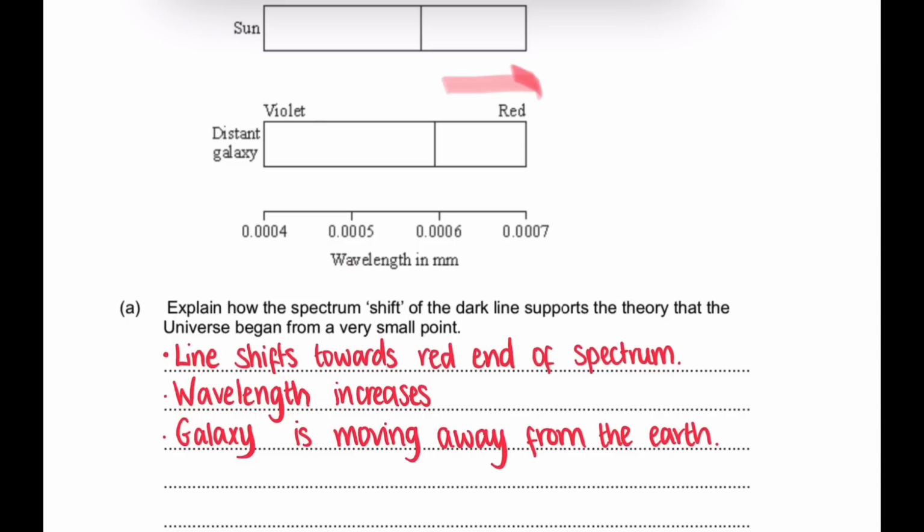So here in our answer, we're going to talk about the line shifting towards the red end of the spectrum and how the wavelength increases. And this shows that the galaxy is moving away from the Earth. Or if you want, you can say the galaxy is moving away from an initial point.